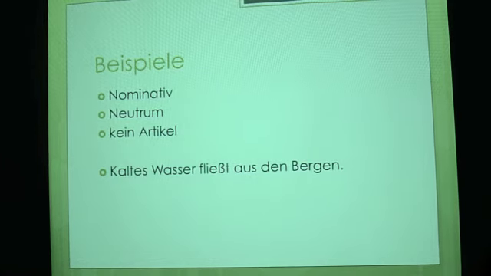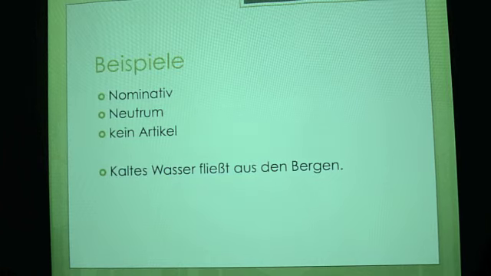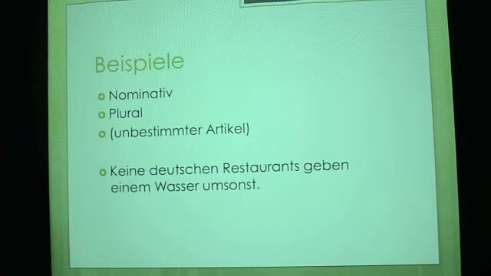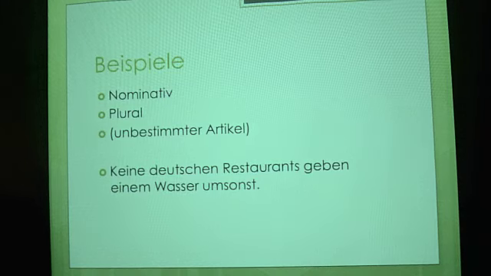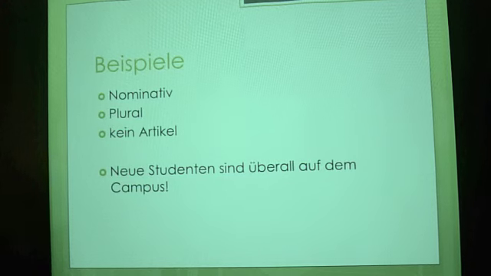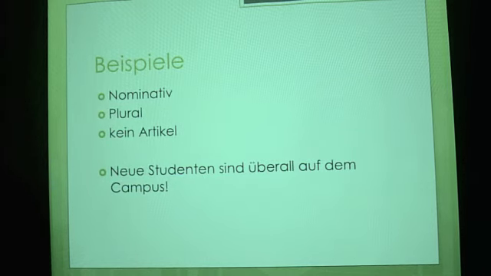Without an article, kaltes Wasser fließt aus den Bergen. Plural, with a definite article. Die neuen Studenten sind so jung. With the indefinite article as a negative, keine deutschen Restaurants geben einem Wasser umsonst. Without an article, neue Studenten sind überall auf dem Campus, right? The strong ending for nominative plural is actually just an E. So if you don't have an article, you need that strong E in the adjective.